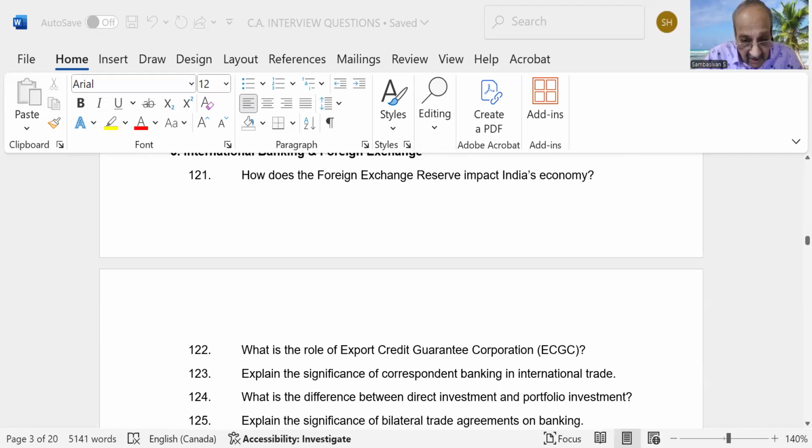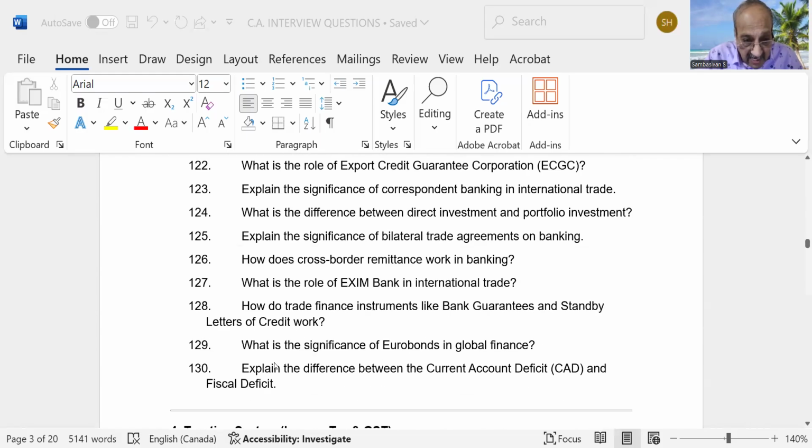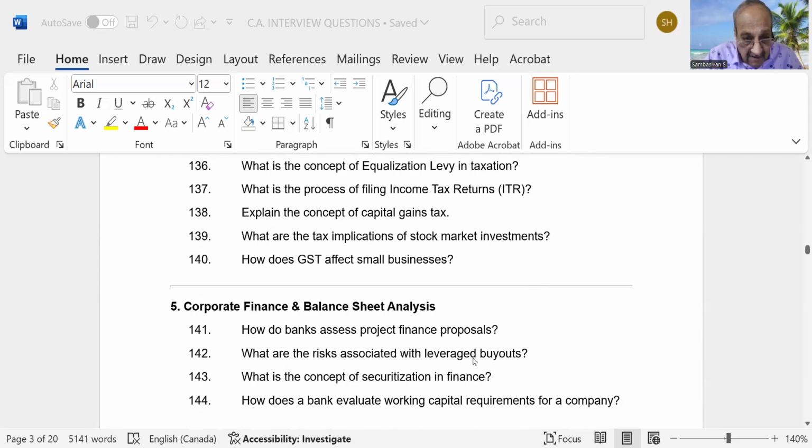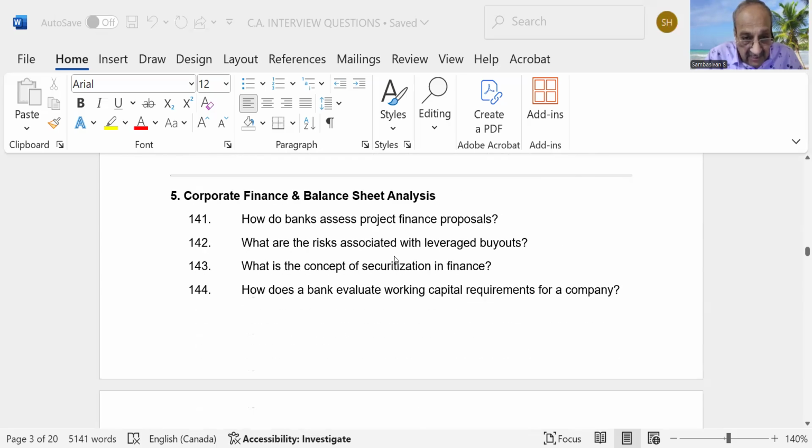Explain the significance of correspondent banking in international trade. What is the significance of Eurobonds in global finance? Then, what is the difference between tax avoidance and tax evasion? What are the tax implications of stock market investments?